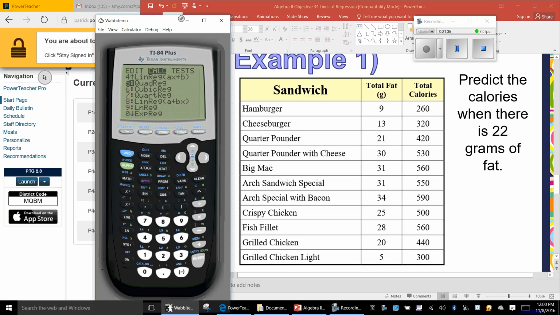Okay, so let's look at our linear. So I'm going to choose choice number 4. And you might have to hit enter a couple times. I got to go all the way down to calculate, and I've got to make it calculate. Now that gives me the equation. And what could I do with those numbers?